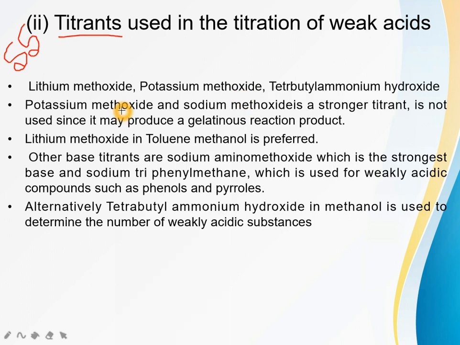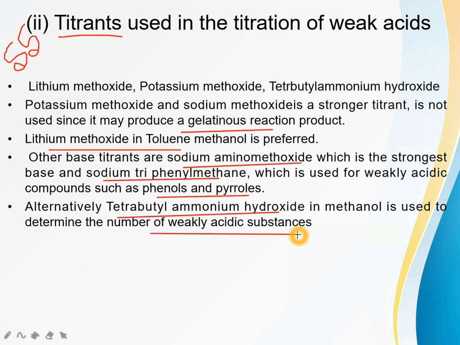Potassium methoxide and sodium methoxide are stronger titrants and are not used since they may produce a gelatinous reaction product. Because of this demerit, lithium methoxide in toluene is the important titrant that is used in the titration of weak acids. Other basic titrants are sodium aminomethoxide, which is the strongest base, and sodium triphenylmethane, which is used for weakly acidic components such as phenols and pyrroles. We can also use tetrabutyl ammonium hydroxide in methanol to determine a number of weakly acidic substances.